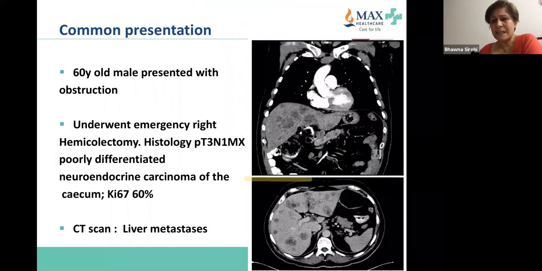So this is the commonest presentation that we see. Yesterday itself, I was talking to Dr. Sanjeev, and then I had a call from a colleague friend in Trivandrum, a very similar case.